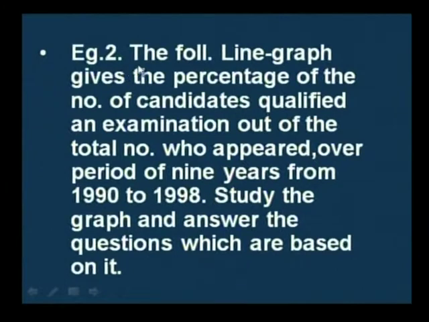So, I will repeat the question. The following line graph gives the percentage of the number of candidates qualified an examination out of the total number who appeared over a period of 9 years from 1990 to 1998. Study the graph and answer the questions which are based on it. So, how do you go about it?